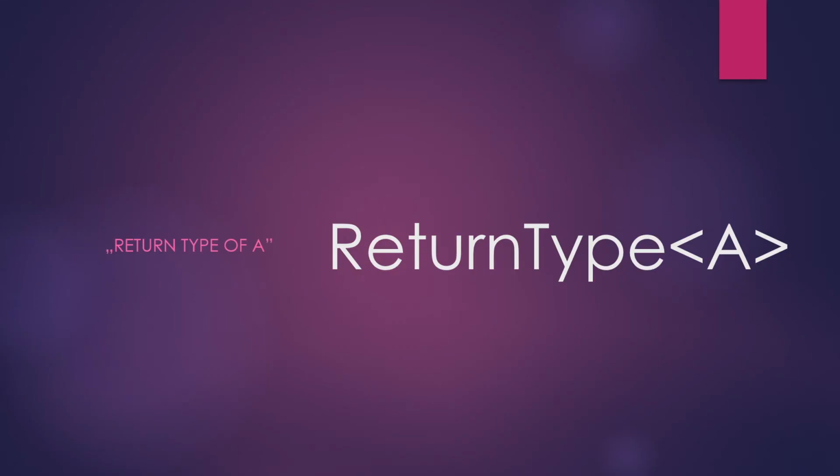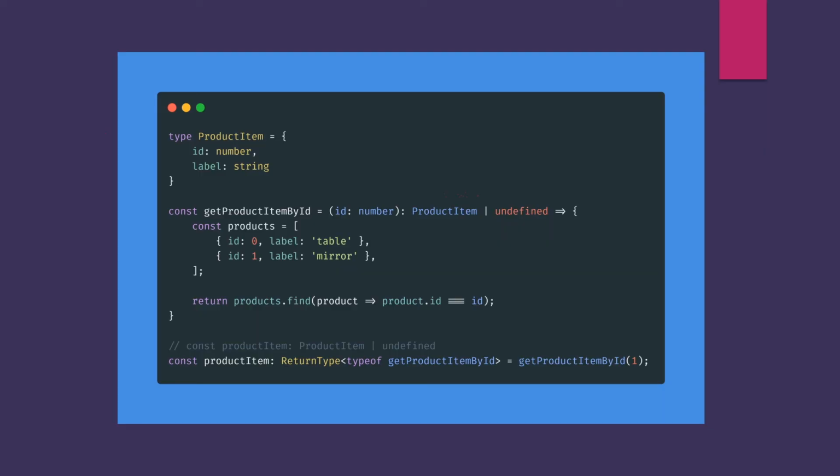Imagine that you need to make a search function which returns an item or undefined if it doesn't find anything. Let's look at the example. If you use the ReturnType utility type, you can define your product item type so that it follows the return type of the getProductItemById function. It's good because if your function return type changes in the future, you don't have to adjust your product item type, it's done automatically.